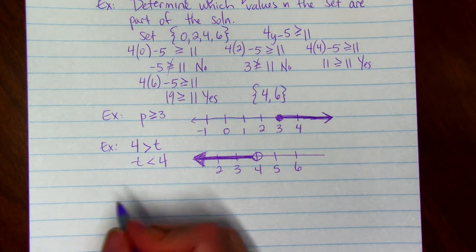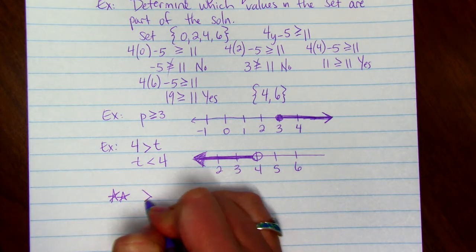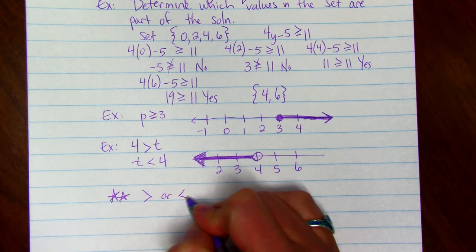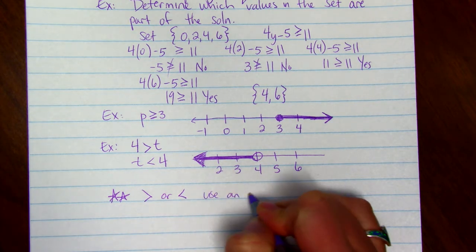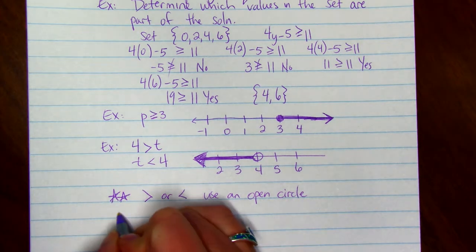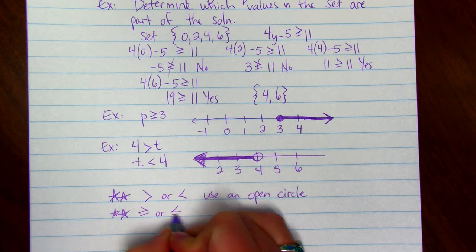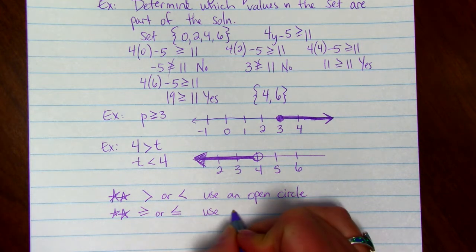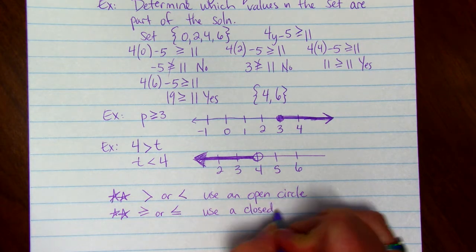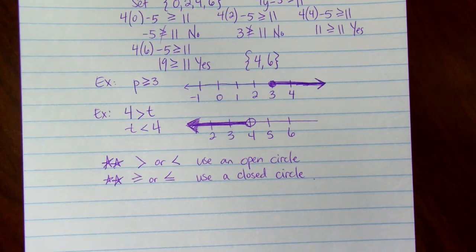So one thing to remember is if you have greater than or less than signs, you're going to use an open circle, because you don't want to include the number. If you have a greater than or equal to or less than or equal to sign, you're going to use a closed circle. So that's key. A lot of times we forget which do we use, open or closed.